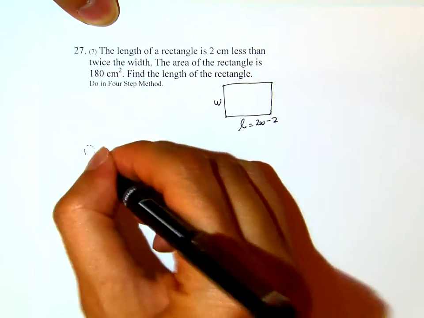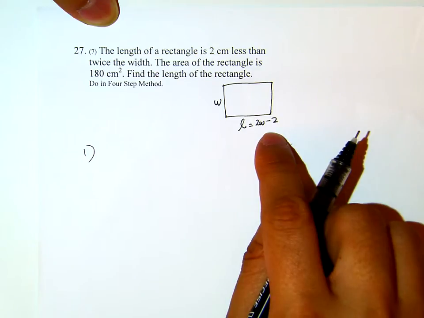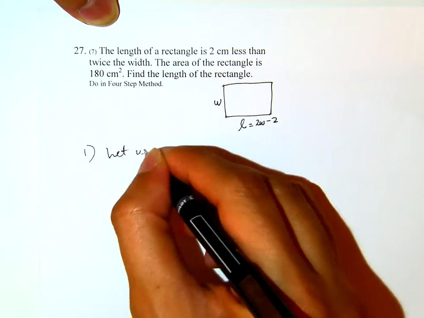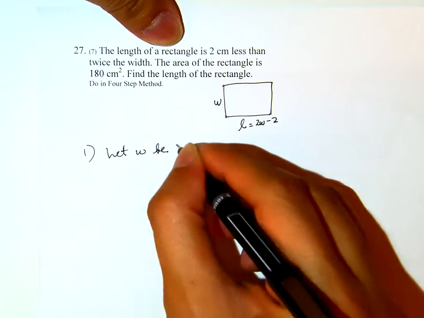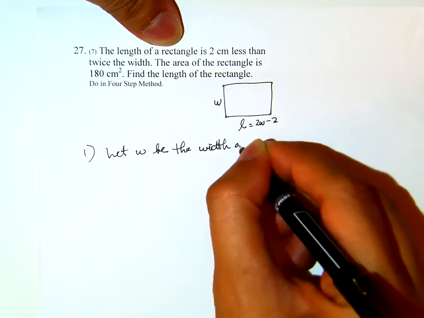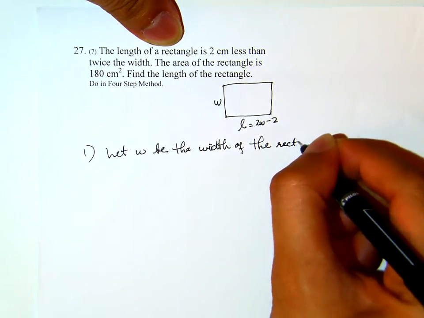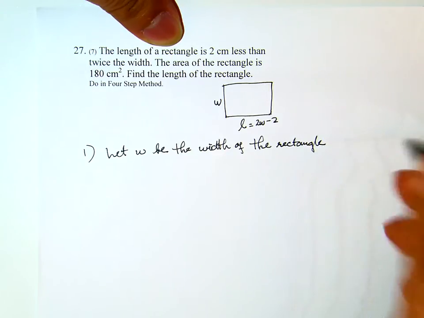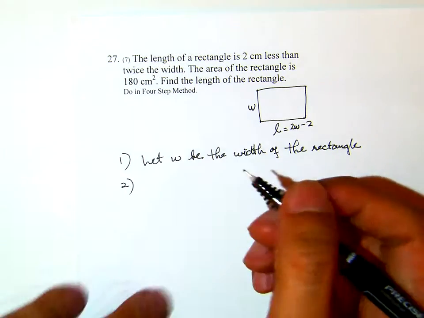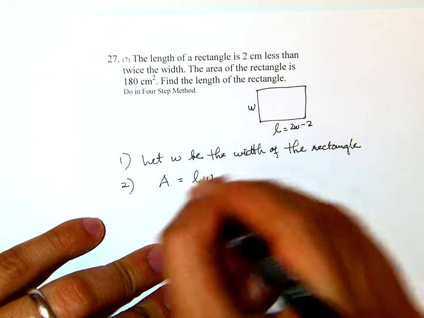Now, because the length is defined in terms of the width, I will define the width instead. Let W be the width of the rectangle. Okay, and then step 2, the area of that rectangle will be length times width, right?